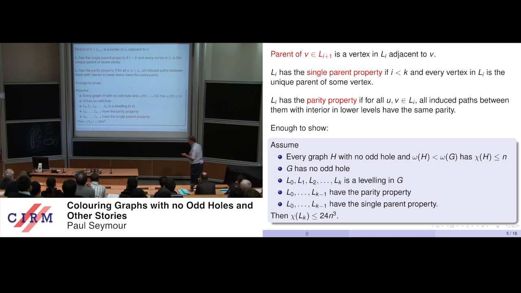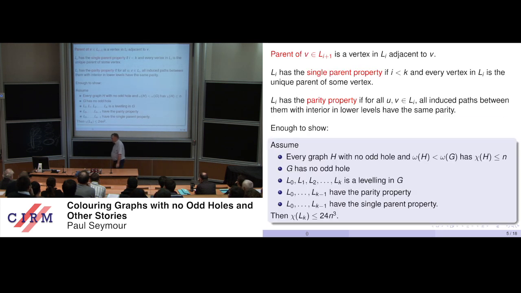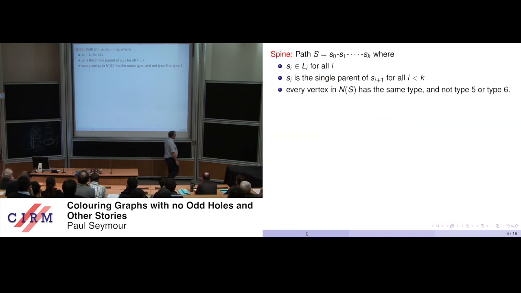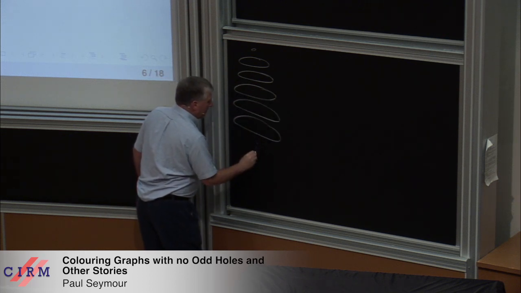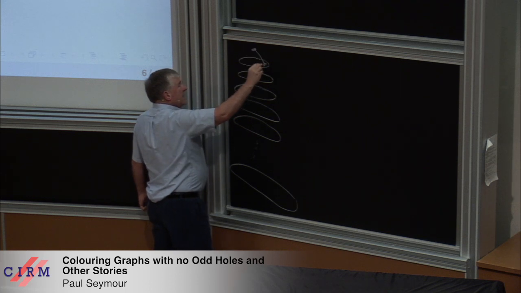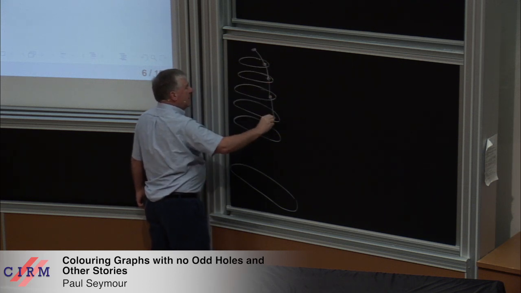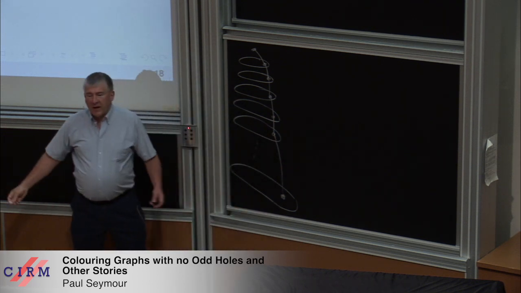Now, let me tell you, there's one not quite obvious idea, and that's a spine. So let me tell you about a spine. I guess I should use this picture. Now let me just be extravagant, have yet another picture. So choose a neighbor of the top. He's needed for someone, he's needed for someone, he's needed for someone, all the way down. And what is that? You get a path like this.